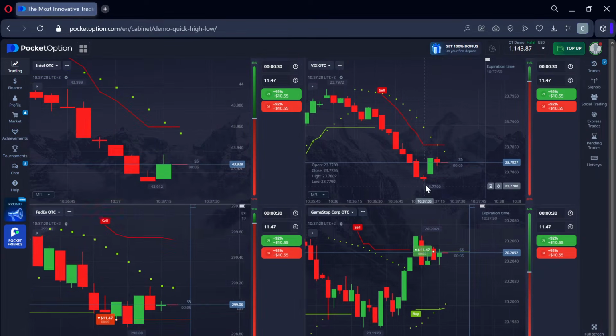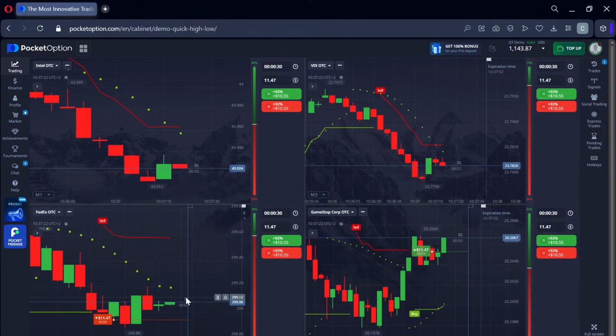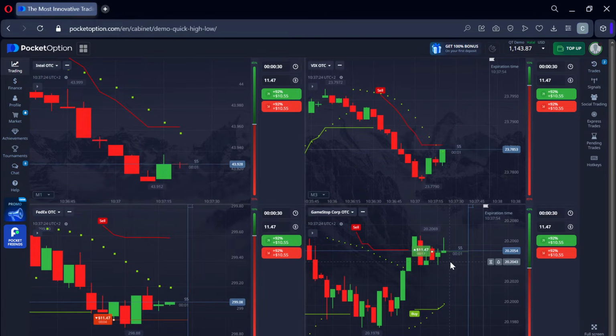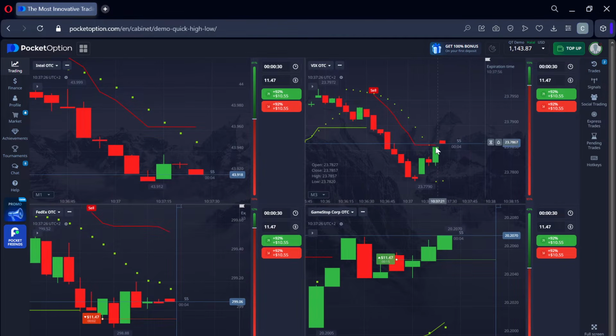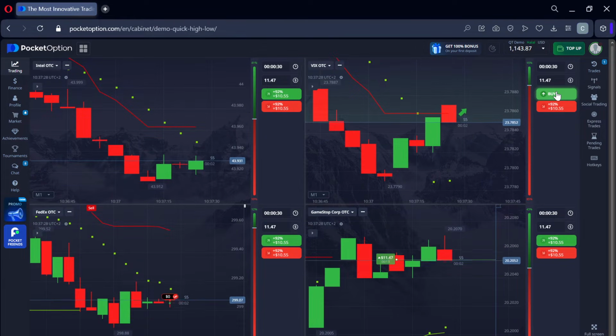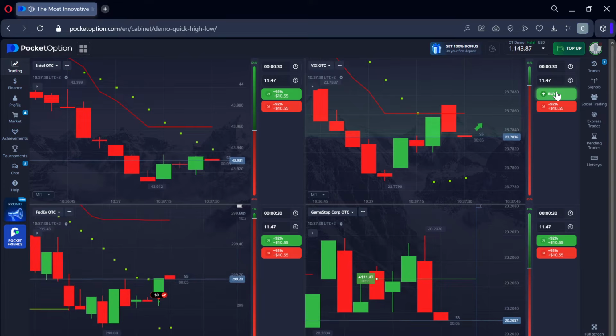Now we can start looking for other opportunities to take. It looks like this is going to be a losing trade, and it looks like this one's struggling quite a bit. This is going to be a buying trade very soon, so we need to stay around for that.